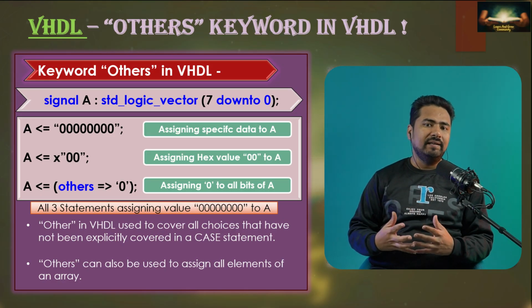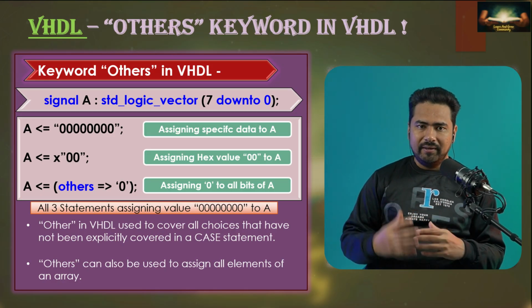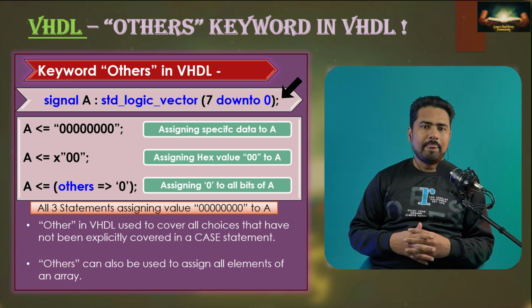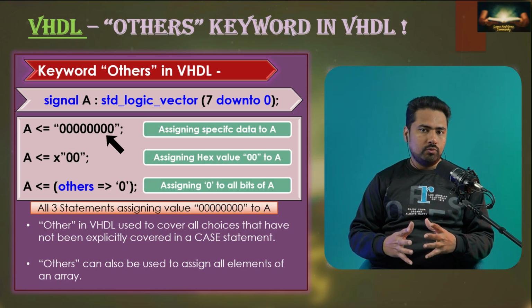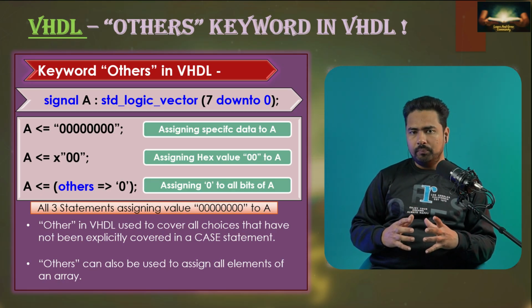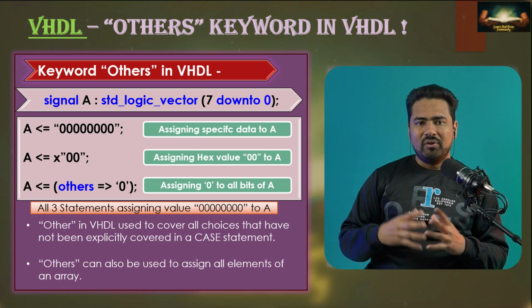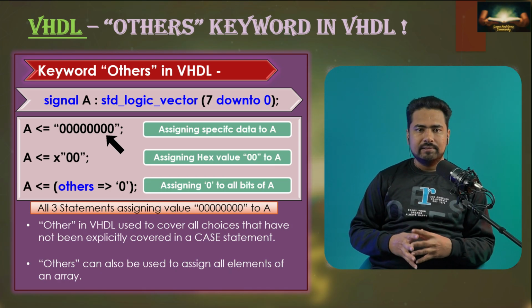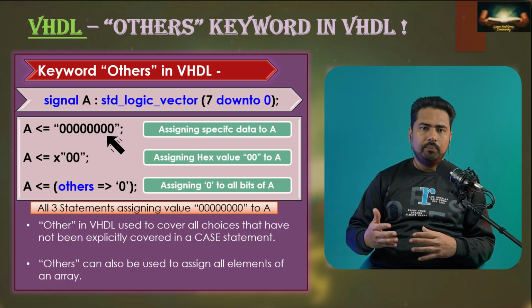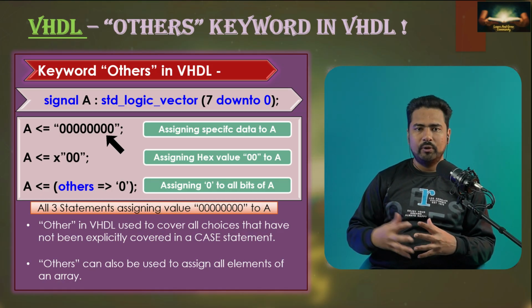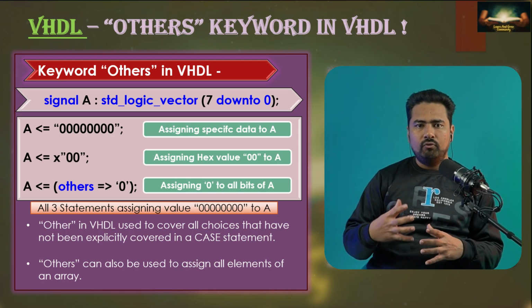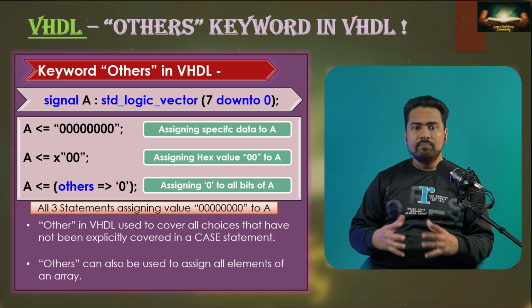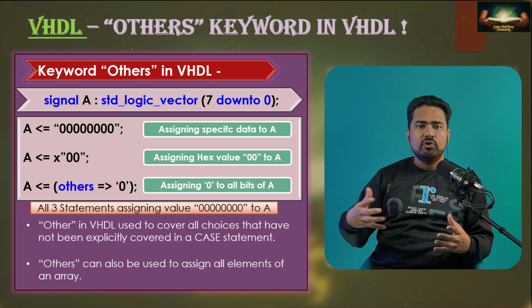So first, let's see how it works. Here we have an example of an 8-bit std_logic_vector signal called A. Suppose I want to assign logic 0 to every bit of this vector. There are a couple of ways of doing this. One simple and straightforward method is to write it out as a binary value like this. A gets the value of "00000000" semicolon. This method works fine for small vectors, but for large arrays like 64 bits or 32 bits, it is just time consuming and a waste of effort.